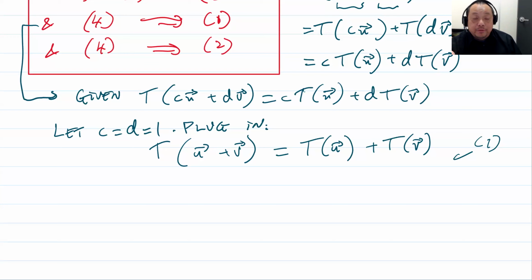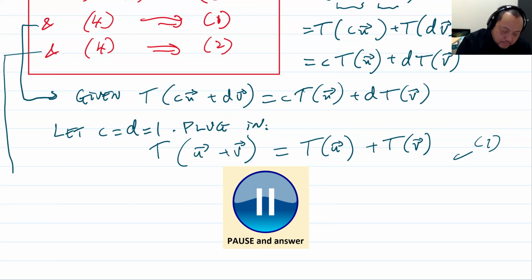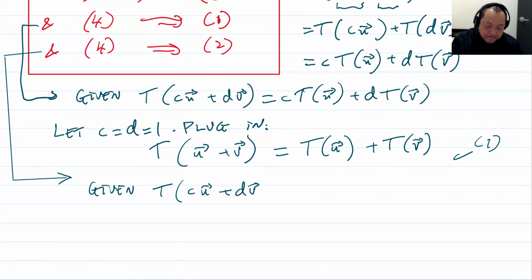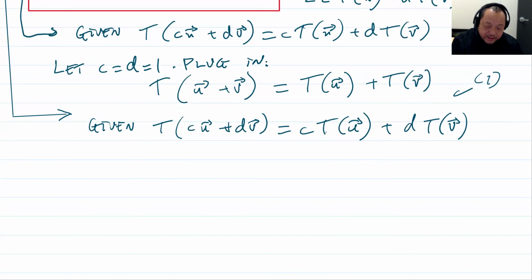Okay, if you have not proven line 3 yet, go ahead and try it now. Use basically the same trick. Press pause and come back when you're done. Welcome back. Let's prove line 3. Line 3 says that I'm given property 4 again, and I want to arrive at this line, T of CU.